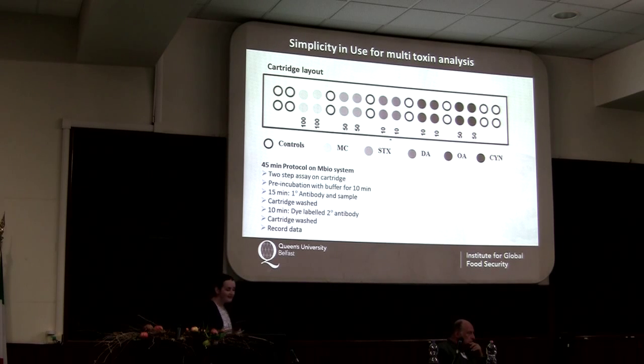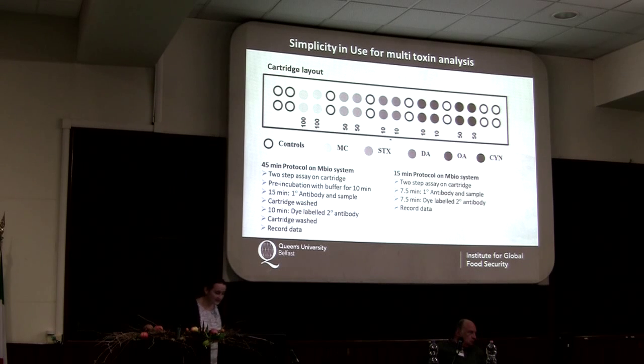Initially, we had a 45-minute protocol based on the manufacturer at the time. They had done some work for HIV testing in Africa, and really their protocol was based around 45 minutes. A two-step assay: pre-incubation with buffer for 10 minutes, 15 minutes with the primary antibody, cartridges washed, another 10 minutes with your secondary antibody, and then washed again and record the data.